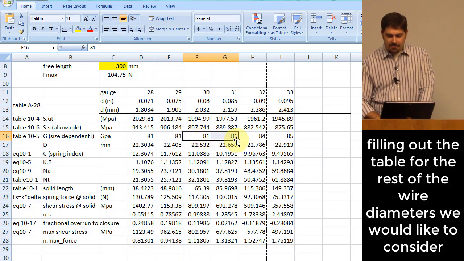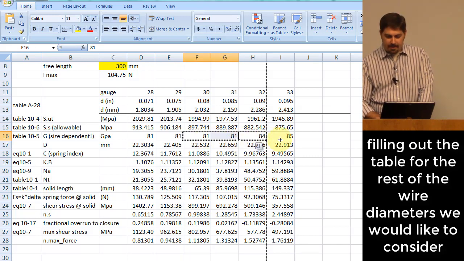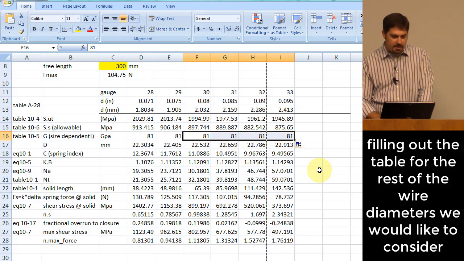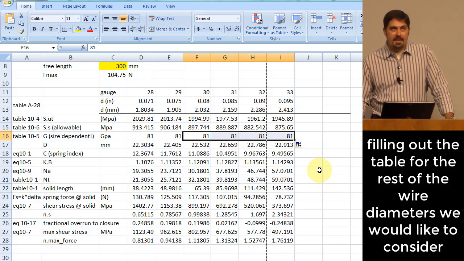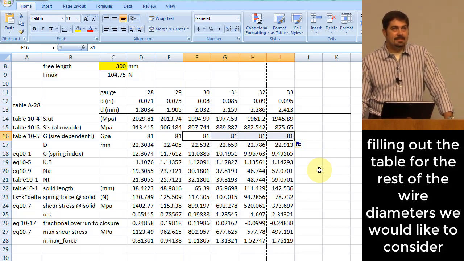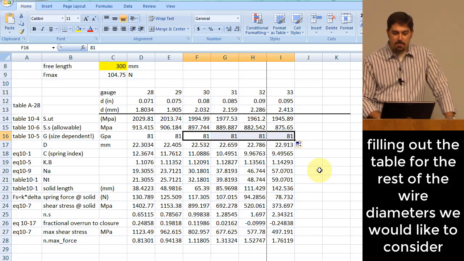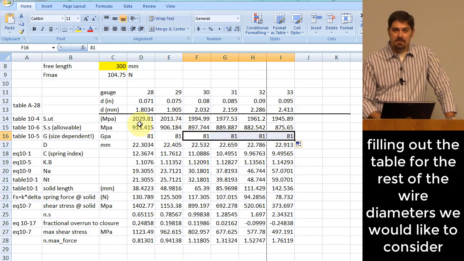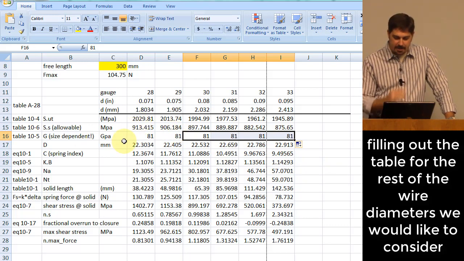Okay, I left this as a row of values here for G. Why do you think I did that? Because it can change, right, based on your wire diameter. It doesn't for this problem, but it can change if you go outside one of the ranges that we had for that modulus of rigidity.